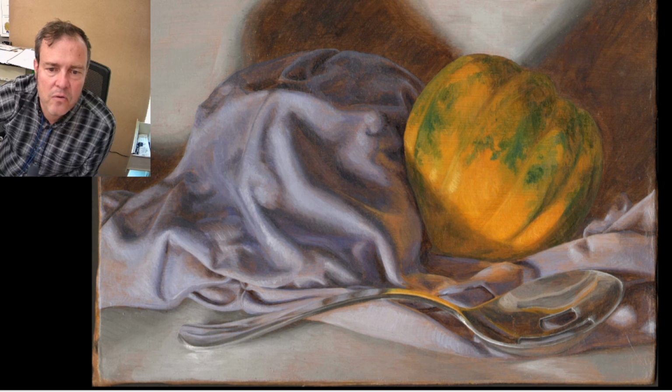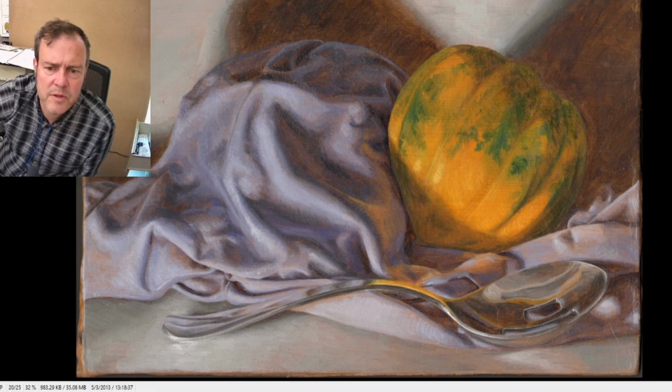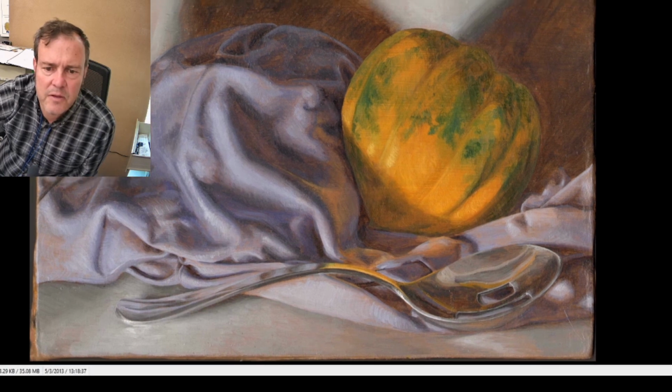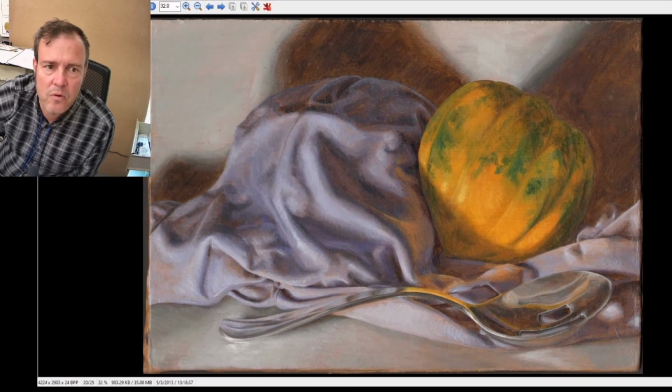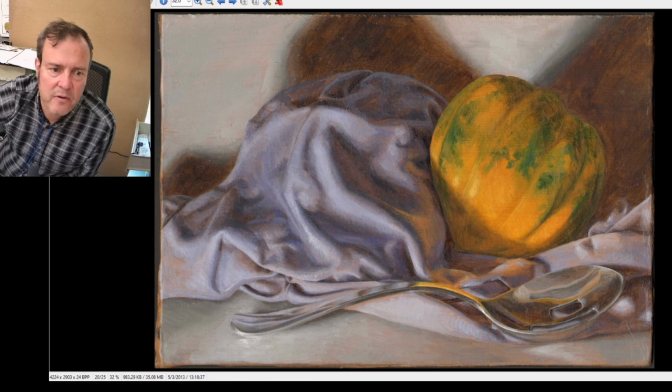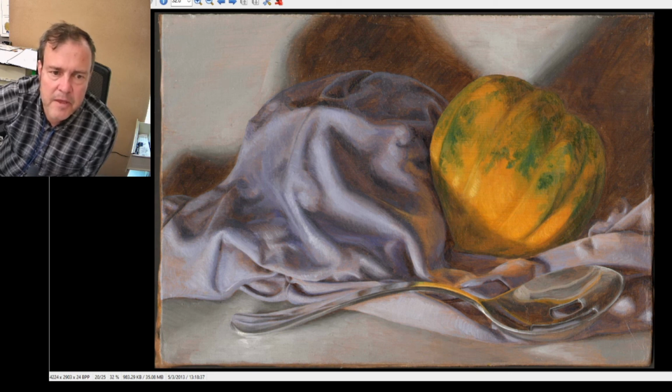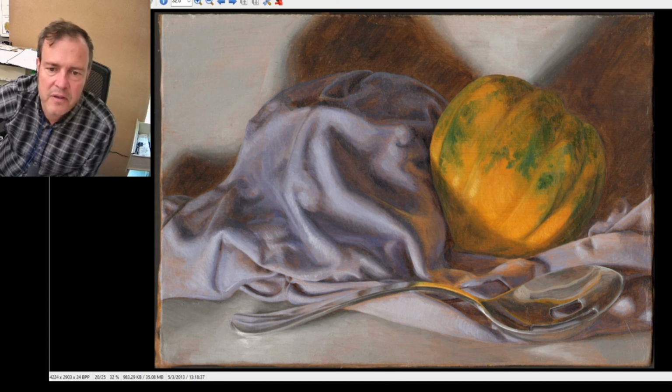And again, most people are going to look at this and just be really blown away by the rendering, just how realistic the folds are and the metal and the texture of the squash, shadow on the wall and everything else. But none of it's really worth doing unless the design is strong. And the design is strong because she did those thumbnail drawings.